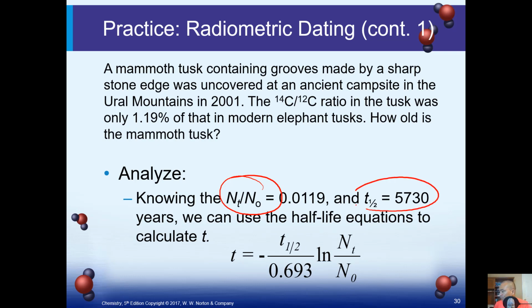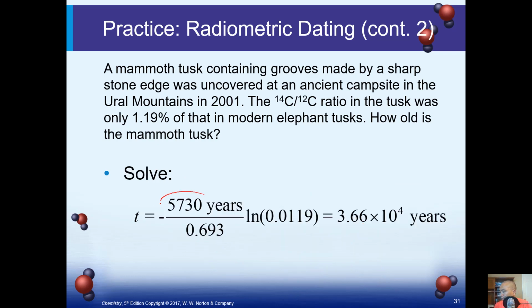and the half-life, we can use the half-life equation to calculate how much time has passed. T equals negative half-life over 0.693 times the natural log of the fraction of the radionuclide. We substitute the half-life and the fraction in, and we find it's 3.66 times 10 raised to 4 years.